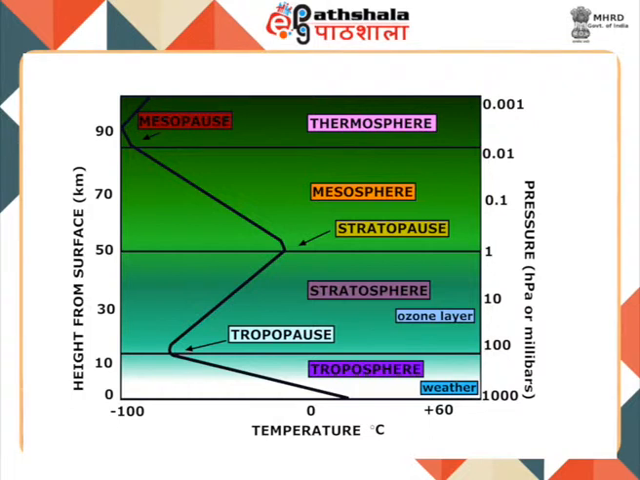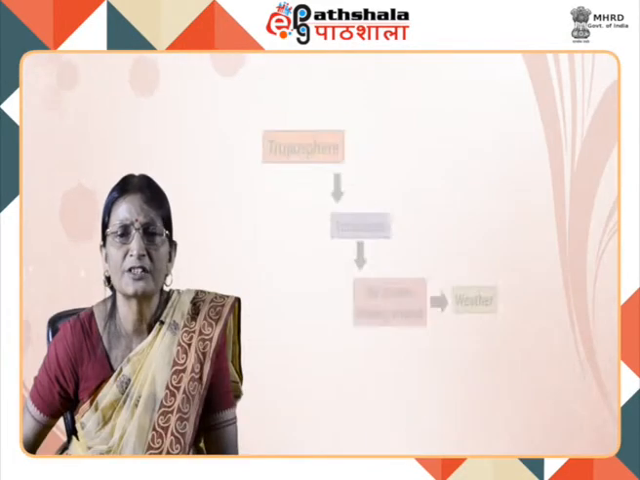In the outermost layer, that is the thermosphere, the temperature increases and goes up to as high as 1200 degrees Celsius at the top of the thermosphere.